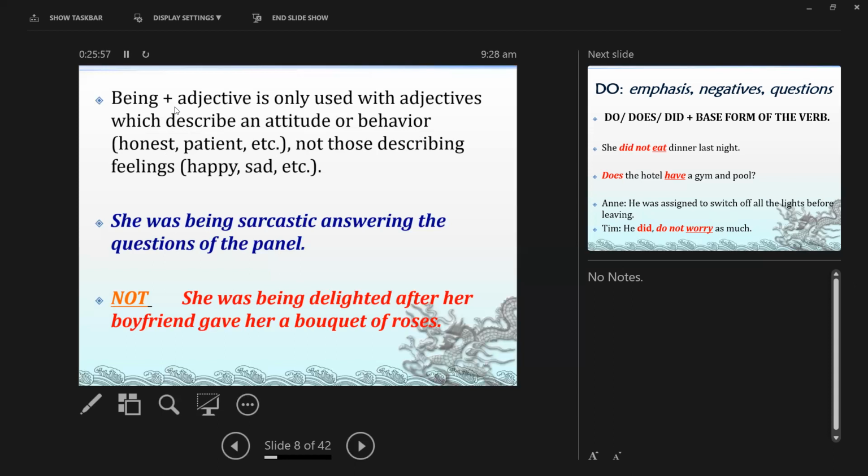So you can't use being delighted because this is not an attitude, okay? This is a feeling. So you can just say she was delighted. Also, it is in past tense, the ed. So you can't say being and delighted. You can't put that together because it defeats the purpose of the past tense of delight, which is delighted. So you can simply say she was delighted after her boyfriend gave her a bouquet of roses.